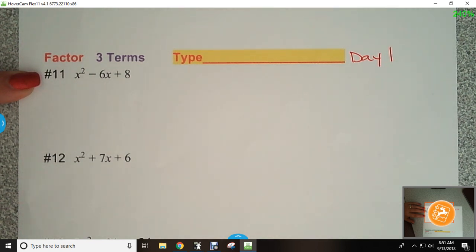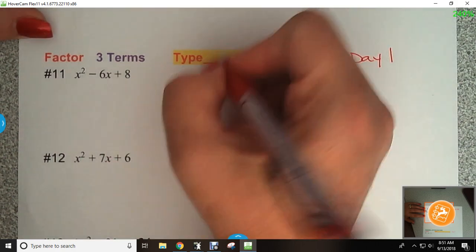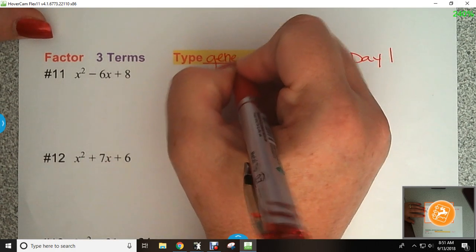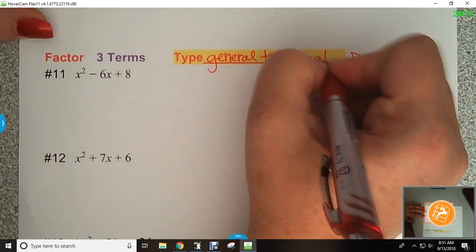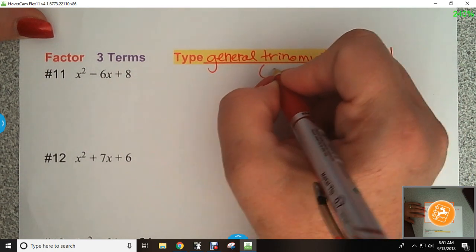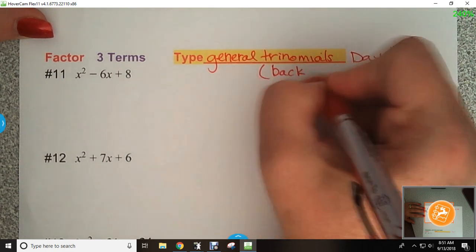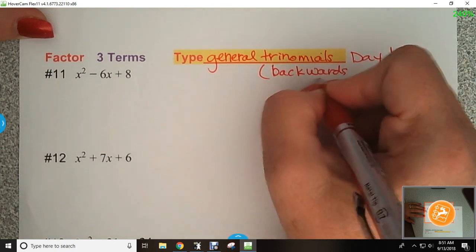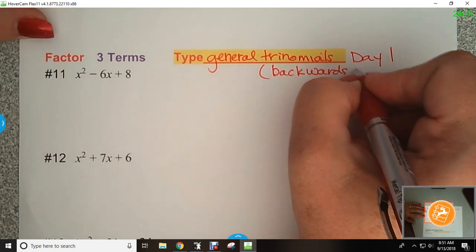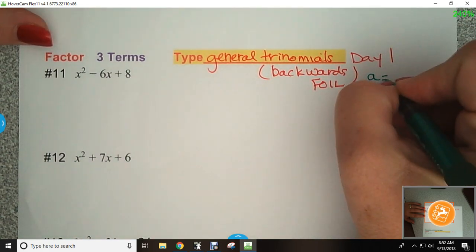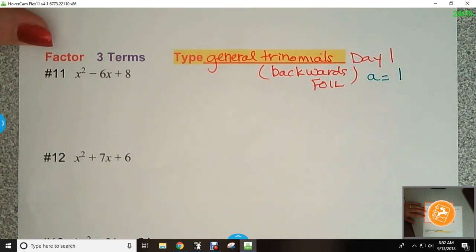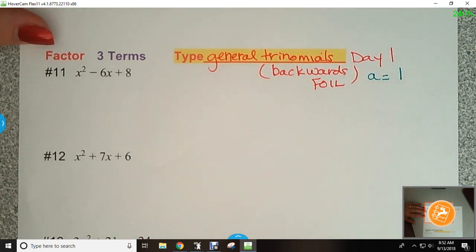Those are the trinomials, when a is either equal to 1 or a is not equal to 1. So we're going to start here with 3 terms. And like I just said, that is general trinomials. This is basically backwards FOIL. And the ones we're going to start out with always have a equal to 1. We'll get to the ones where a does not equal 1 in just a few minutes.